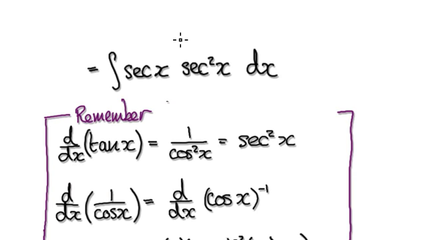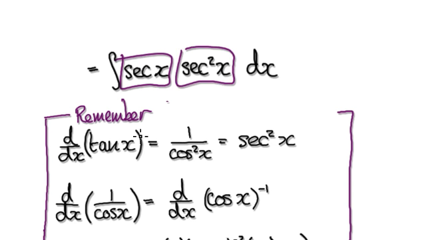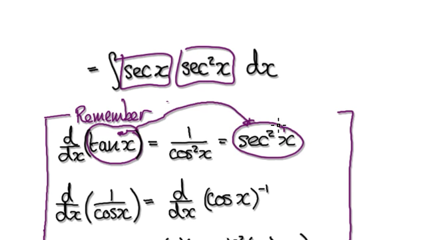In this video, we're going to try and integrate secant cubed of x. So visualize this as one block multiplying another block. Remember, when you differentiate tan of x, you get secant squared of x.